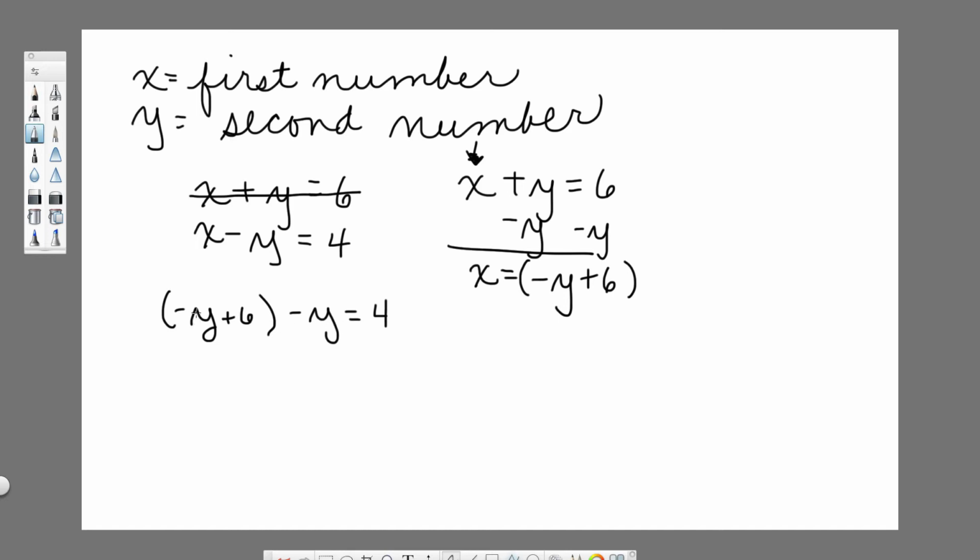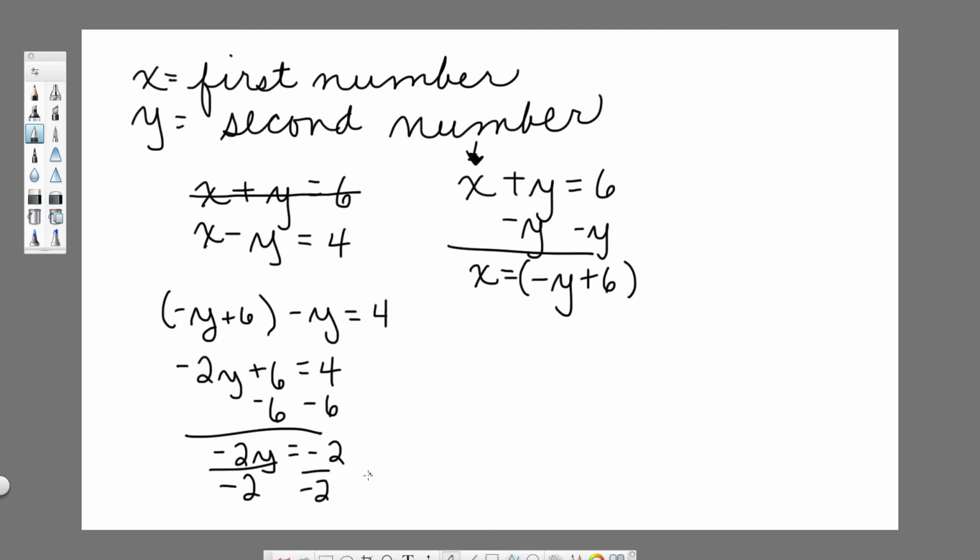So if I add the like terms, negative Y and negative Y give me negative 2Y plus 6 equals 4. The inverse of adding 6 is subtracting 6. So I get negative 2Y equals negative 2. To get the Y all by itself, the inverse of multiplying by negative 2 is dividing by negative 2. So I get Y equals positive 1.